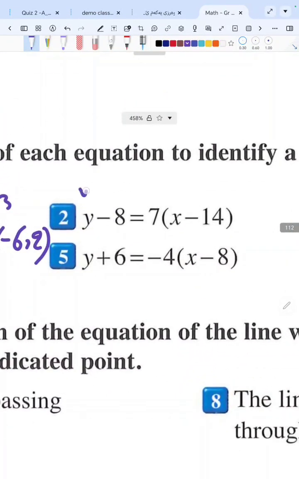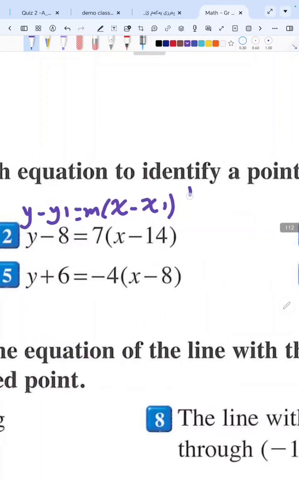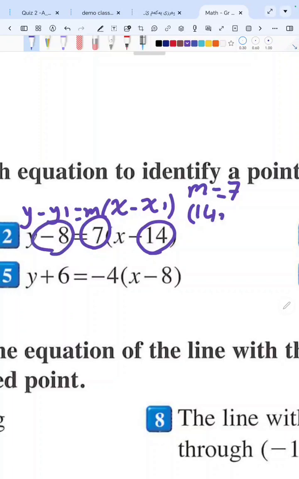Again, write the rule: y minus y1 equals m times (x minus x1). m equals what? m equals 7. x1 equals what? It's negative, so it will be positive 14. And this one is negative 8, so it will be positive 8.